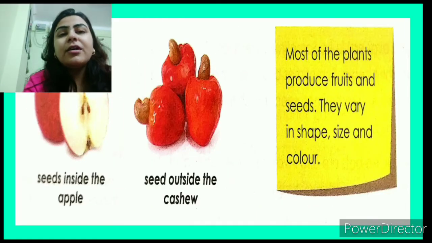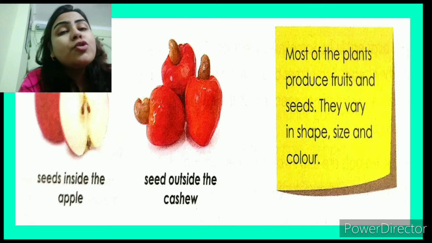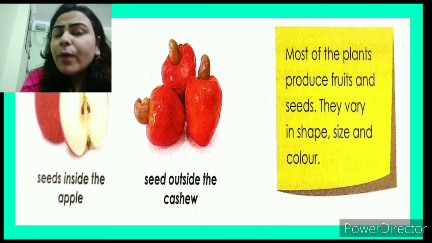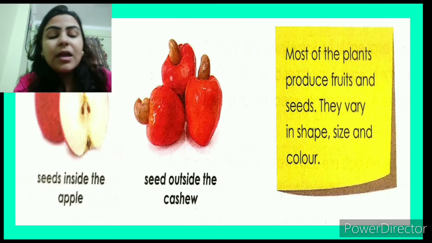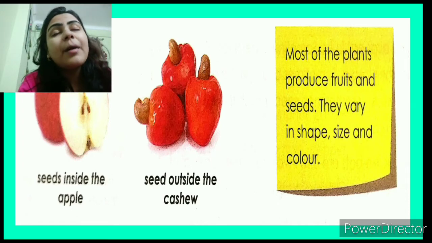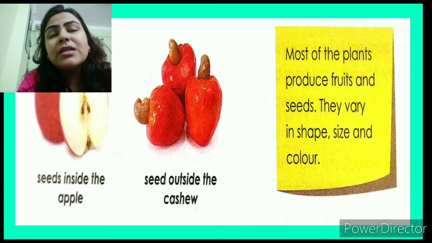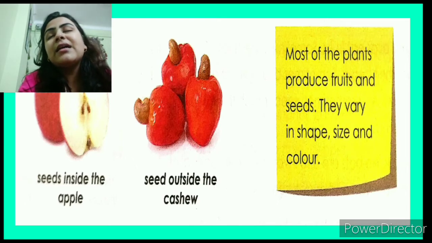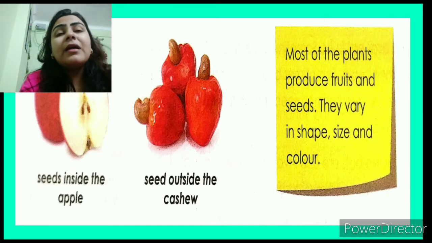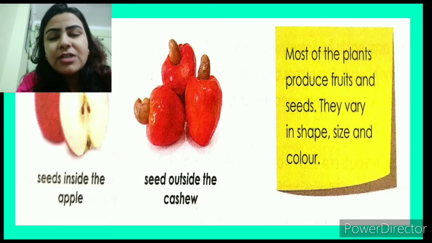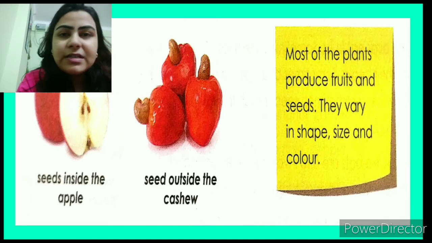As you can see here we have two pictures. One is of the apple and another is of the cashew. Now why do we have this? It simply shows that the number of seeds present inside a fruit is also different. Some fruits, like the apples and the oranges, have a few seeds inside the fruit.